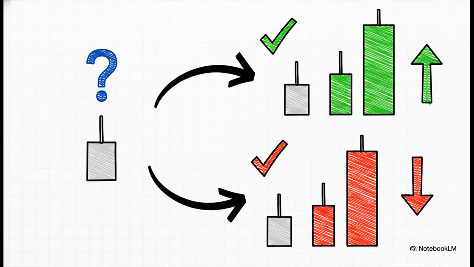A doji is not a signal, it's a question mark. The answer always comes in the next candle. If that next candle is a big green one, well, the buyers won the argument. If it's red, the sellers did. But you never ever act on the doji itself.